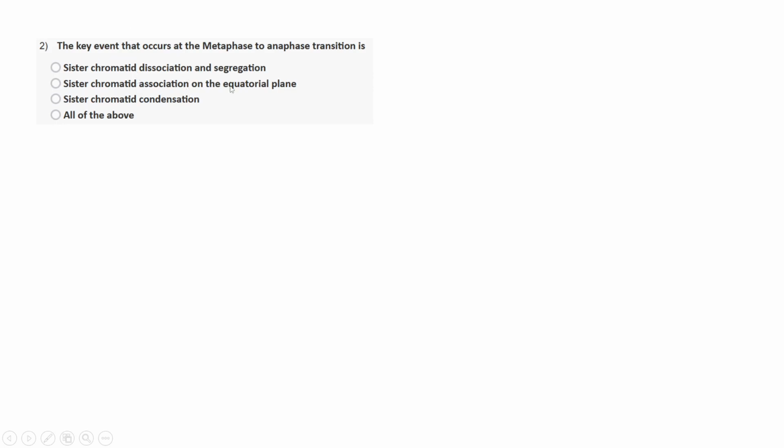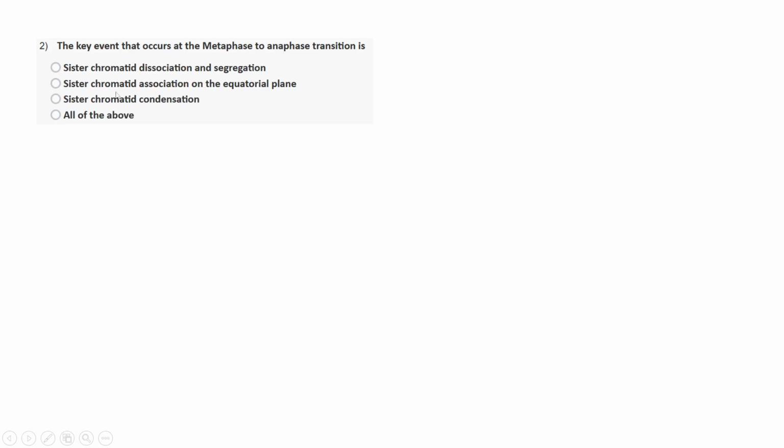So sister chromatid dissociation and segregation. Metaphase to anaphase, as we discussed, the dissociation of sister chromatids and the segregation occurs at that stage. So this one is correct. Sister chromatid association on the equatorial plane: during the metaphase to anaphase transition, association does not occur. There is a dissociation only. Association occurs at the metaphase stage, not during the metaphase to anaphase transition.